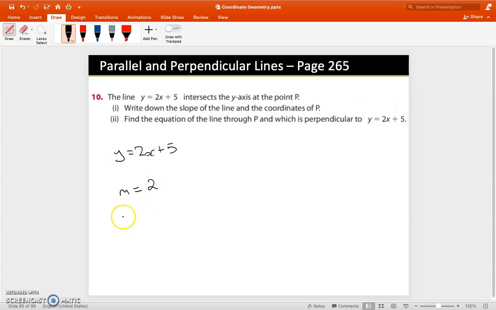But remember, we've got this equation, y equals mx plus c, right? So the c, if we're comparing what this equation looks like and what that equation looks like, my c is the point 5. That means where it cuts the y-axis, it cuts at 0, 5. So the point P, which is one of the things asked for, is the point (0, 5). Just in case you're a little bit confused with that. The rest of it should be fine, okay? It really should be okay.